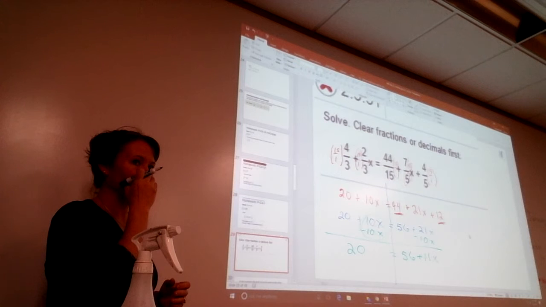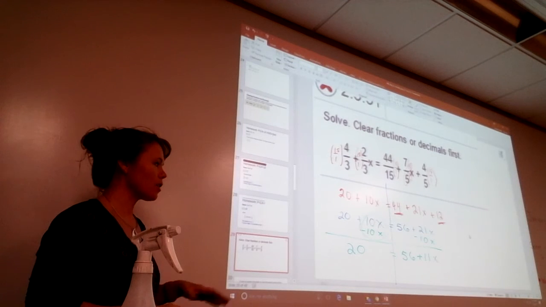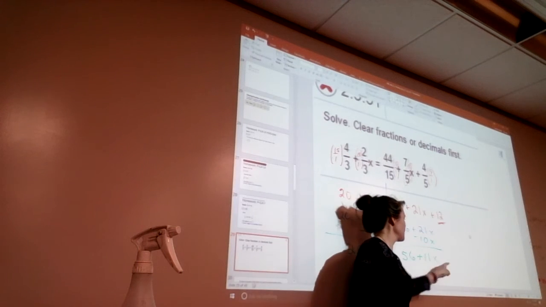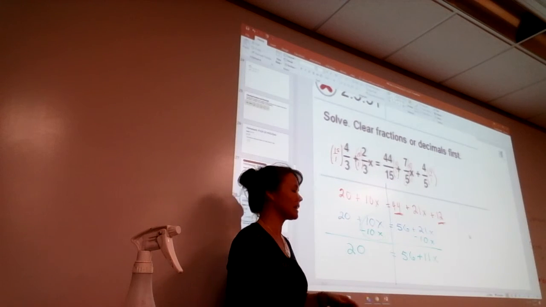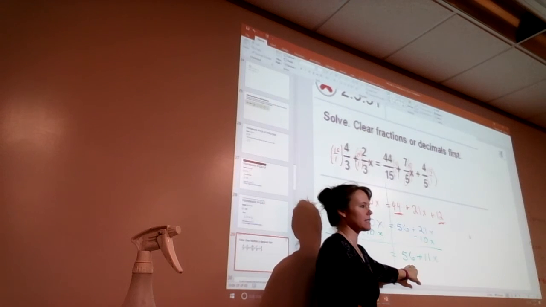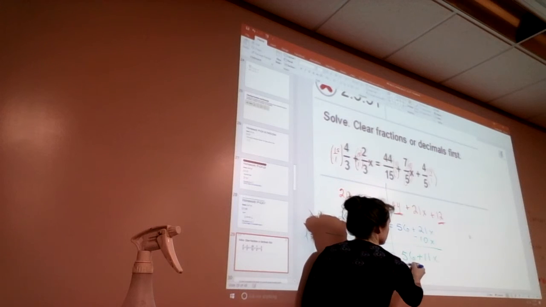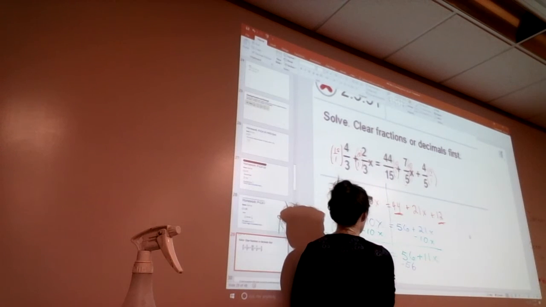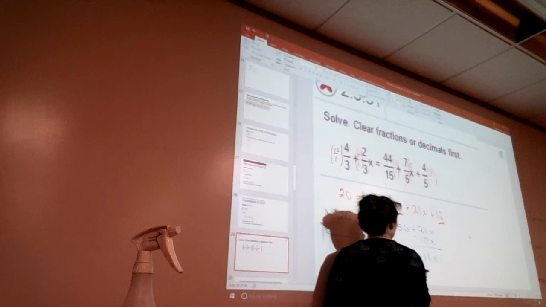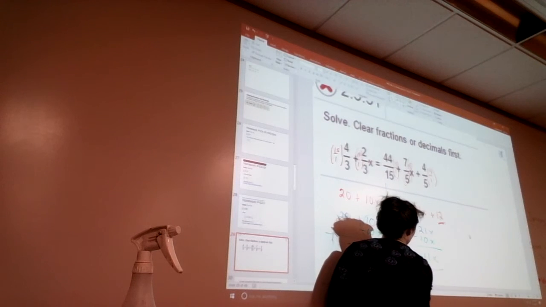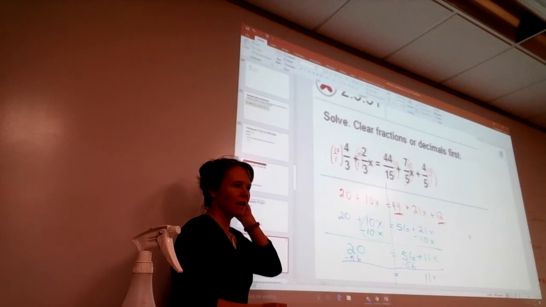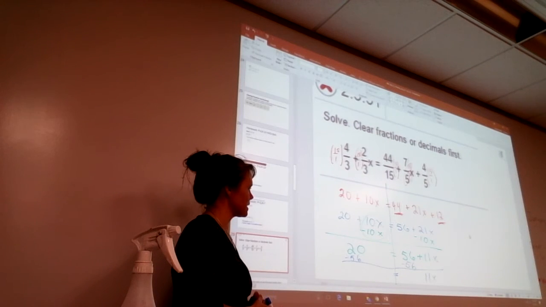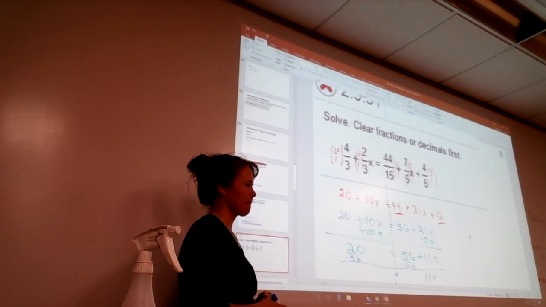Still with me? Okay. Got all my x's over here. Now I want all these little ones to be on the other side. I want to eliminate the 56. It's a positive 56, so I'm going to subtract 56, which means I'm going to have negatives, but we can handle it. So 11x is left over on that side, and 20 minus 56 is negative 36.